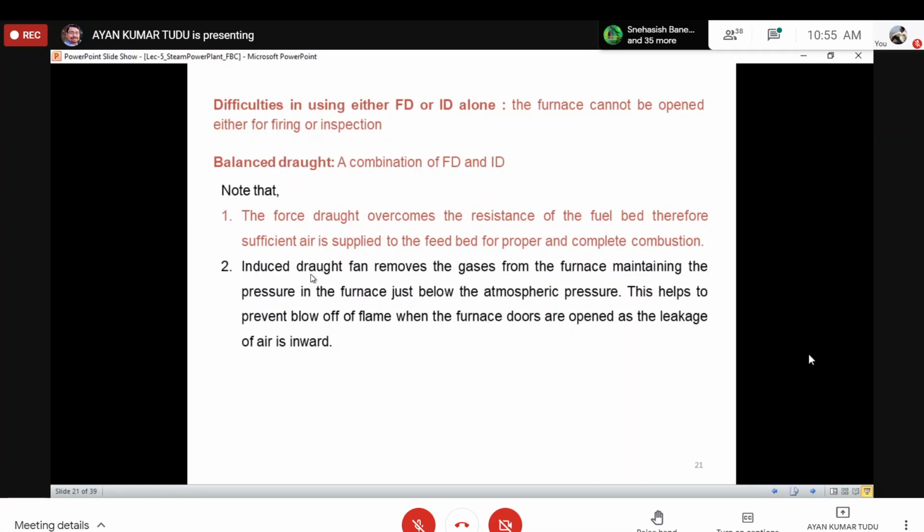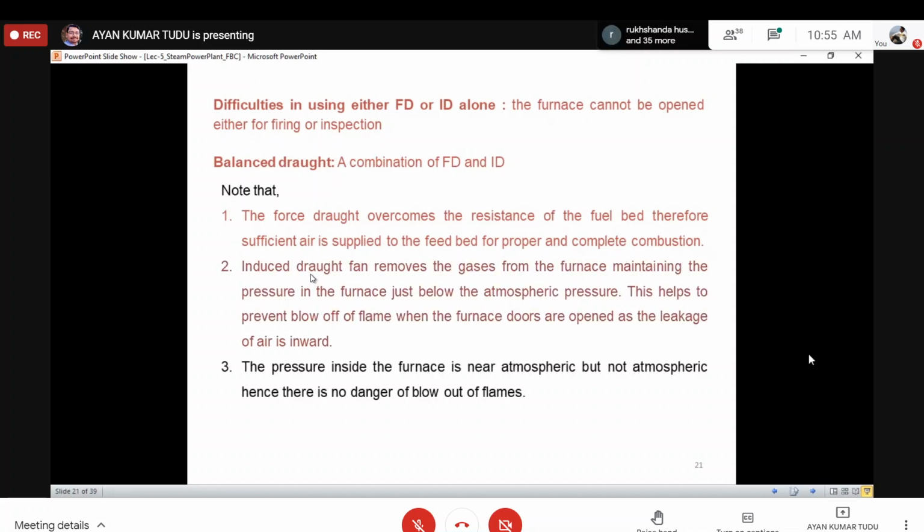Okay, the air will always try to go inward. In the FD case, the air was coming outward, but that does not happen now. So there is a combination of both the FD and the ID. So what is the pressure inside the furnace? The pressure inside the furnace is near atmospheric but not atmospheric. Hence there is no danger of blowout of the flames. Understood?